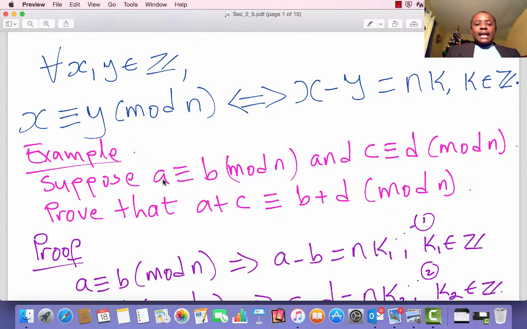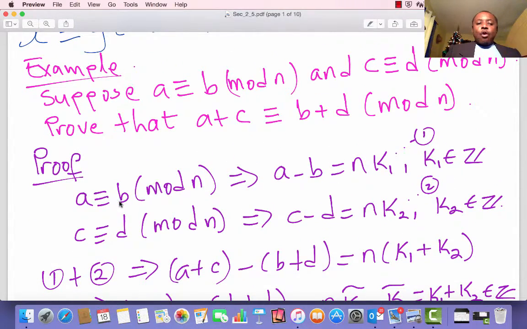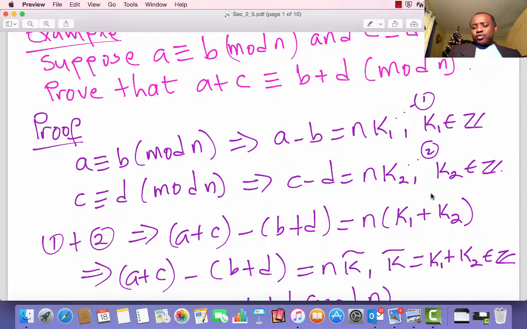Example: suppose A is congruent to B mod n and C is congruent to D mod n. Prove that A plus C is congruent to B plus D mod n. Proof: A congruent to B mod n, by definition, means A minus B equals n times k1 for some integer k1. Call that equation 1. C congruent to D mod n implies C minus D equals n times k2 for some integer k2. Call that equation 2. Recall what we are trying to prove.